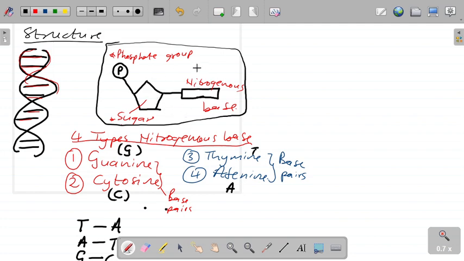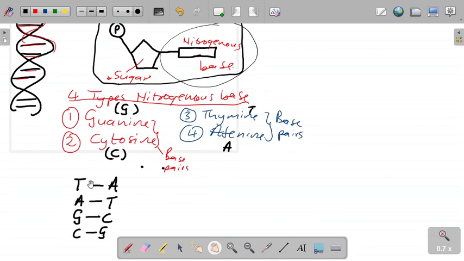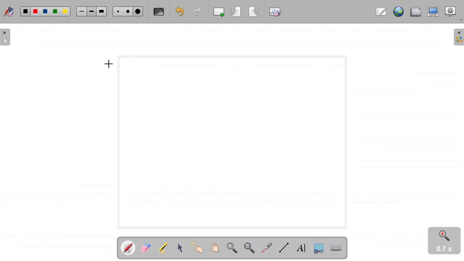A nitrogenous base is just this part over here, such as, for example, adenine, thymine, guanine, and cytosine. And remember, we have what we call base pairs. Base pairs means that adenine will always pair with thymine, and they'll be bonded together by those weak hydrogen bonds, and then thymine with adenine, guanine with cytosine, and cytosine with guanine. Good. So with that in mind, let's dive straight into DNA replication.